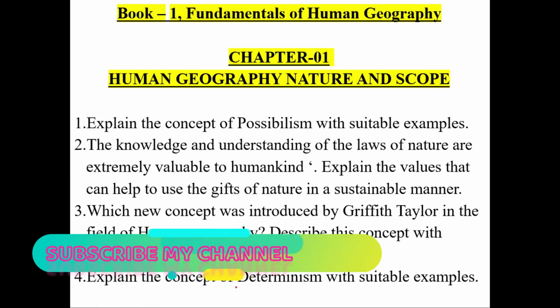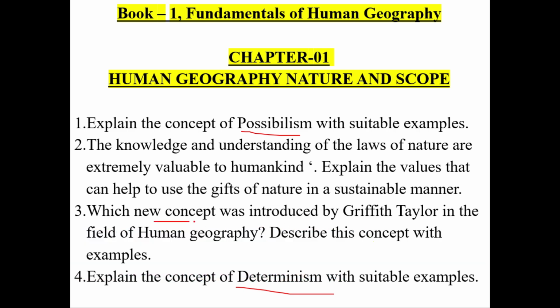So basically this determinism, this possibilism, stop and go determinism, these are the 3 important questions. From these 3 questions, one question will definitely come. So if we follow these 4 questions, you will get the 3 marks question.